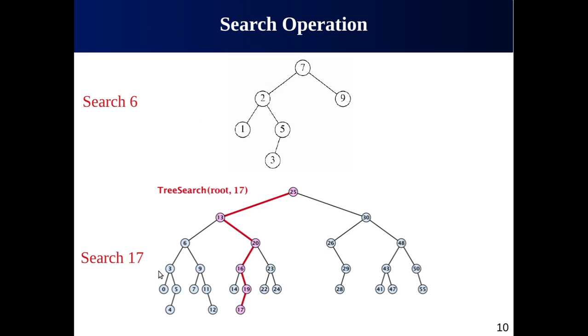Second example. Now let us search for another value, that is 17. The first thing is that you have to compare this element with the root node. The value at the root node is 25.